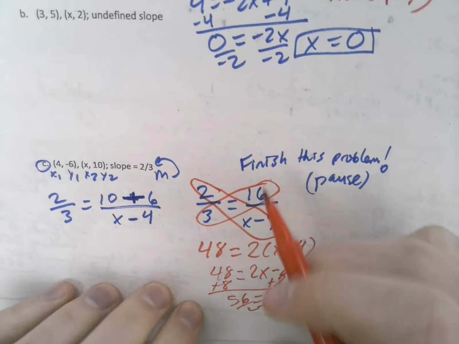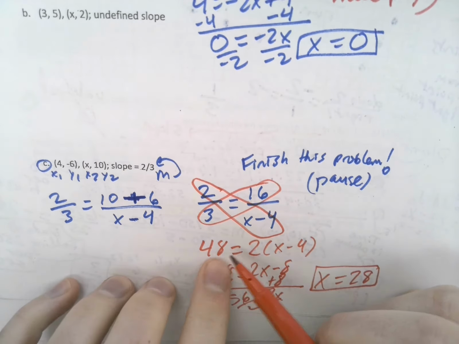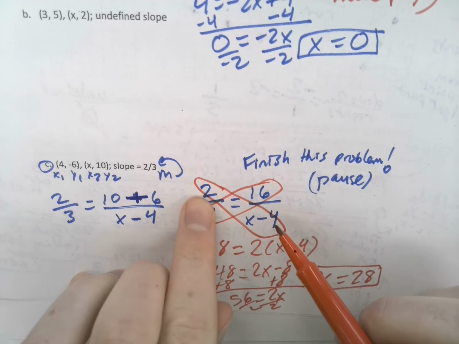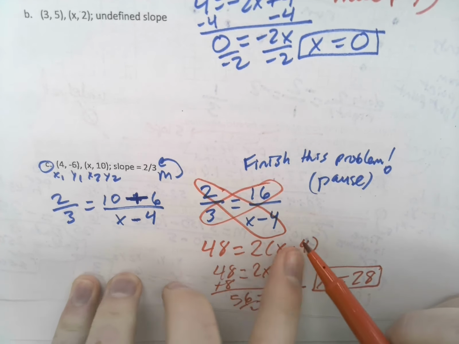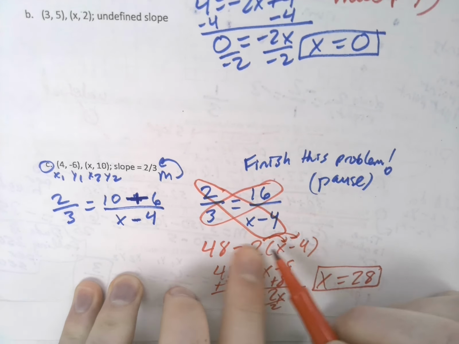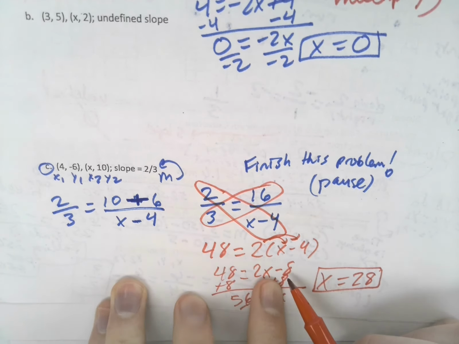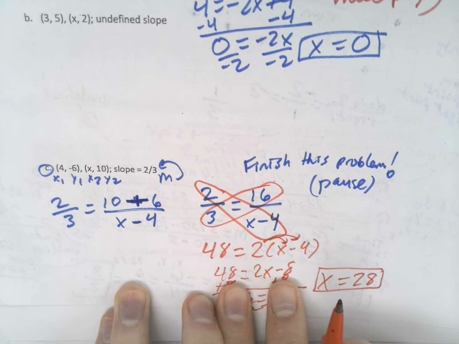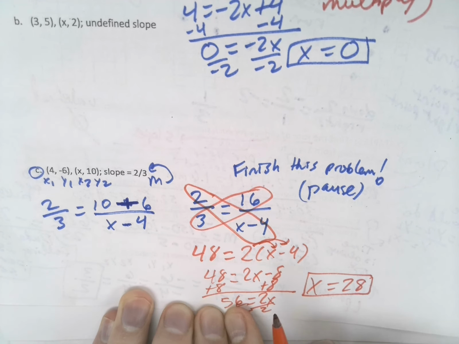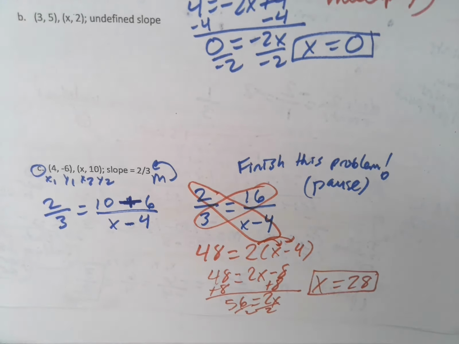So check it out, guys. We cross multiply. 3 times 16 is 48 equals 2 times, we got two things here. So 2 times x and 2 times negative 4. We distribute that 2 to both. So 2 times x is 2x. 2 times negative 4 is negative 8. Then we got an equation we absolutely can solve. Add 8 over, gives you 56, equals 2x, then divide by 2, x equals 28.